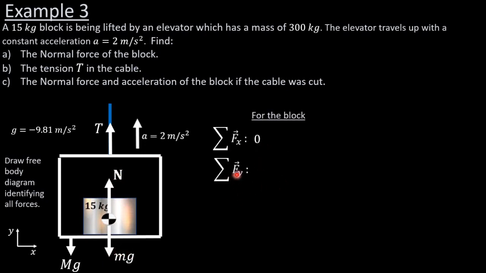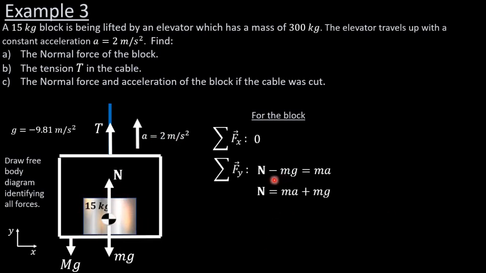So for the block, the sum of the forces in the x direction is going to be 0, and the sum of the forces in the y direction for the block is just going to be N minus m times g equals ma. It's equal to ma because a here we're given as 2 meters per second squared. So the elevator and the block are going to be accelerating upwards with an acceleration of 2 meters per second squared because they're attached. So they're connected together.